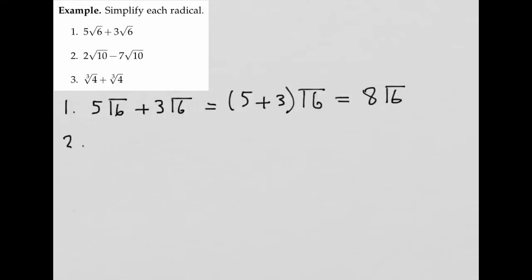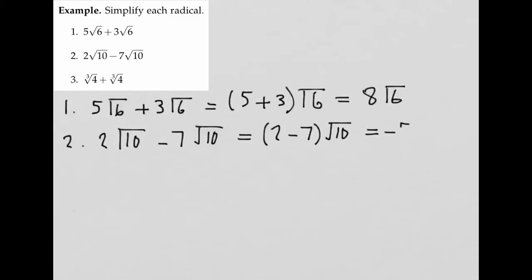Example 2, 2 square root of 10 minus 7 square root of 10. The two numbers have square root of 10 in common. If we factor it out, we'll have 2 minus 7 times square root of 10, which is negative 5 square root of 10.